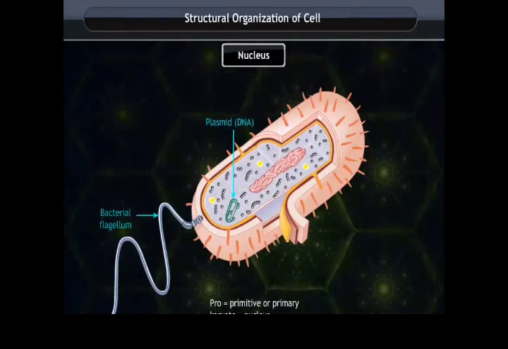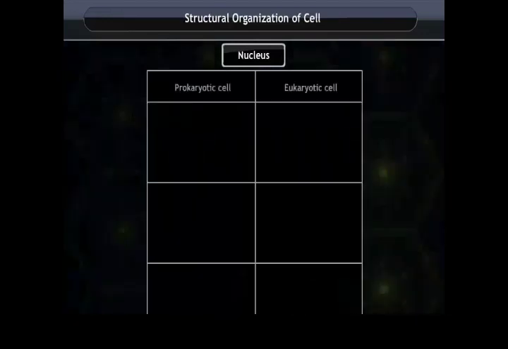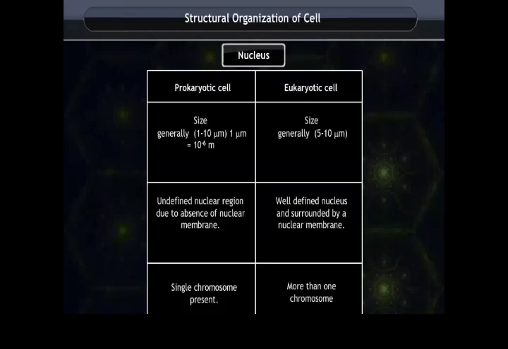In some organisms like bacteria, the nuclear region of the cell may be poorly defined due to the absence of a nuclear membrane. Such an undefined nuclear region containing only nucleic acids is called a nucleoid. These cells are called prokaryotes. Let us tabulate a few differences between prokaryotic and eukaryotic cells.